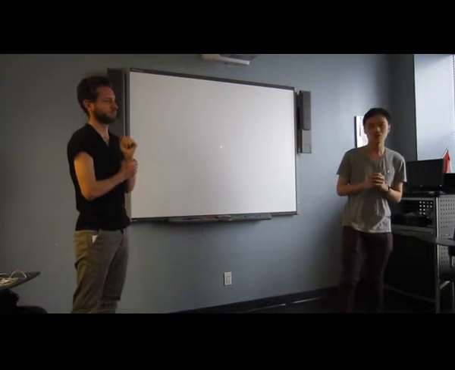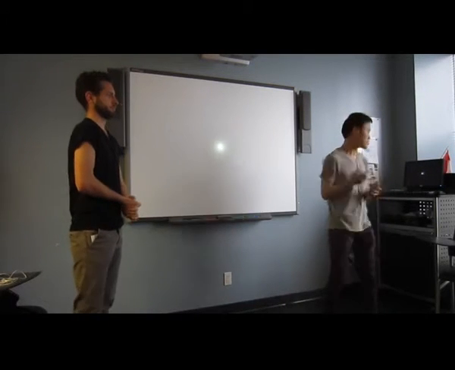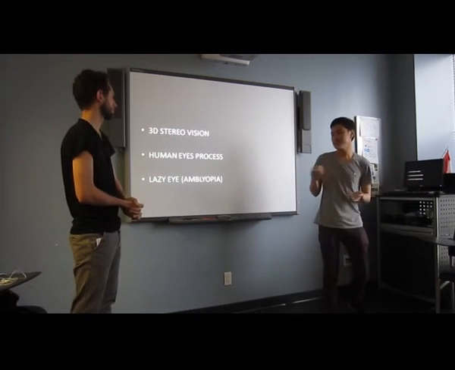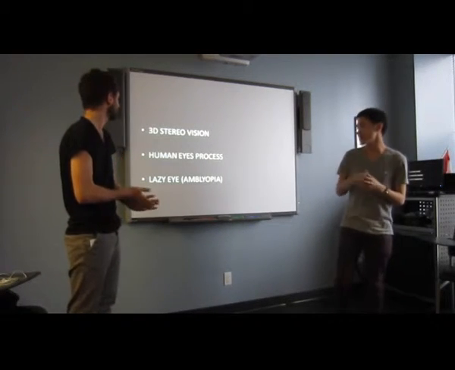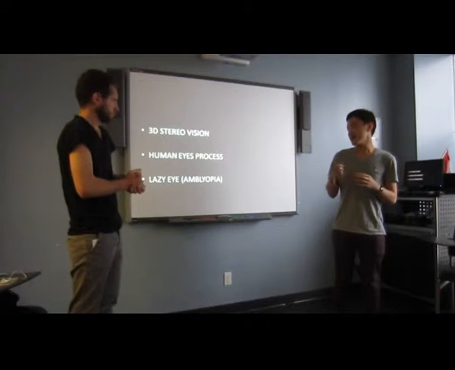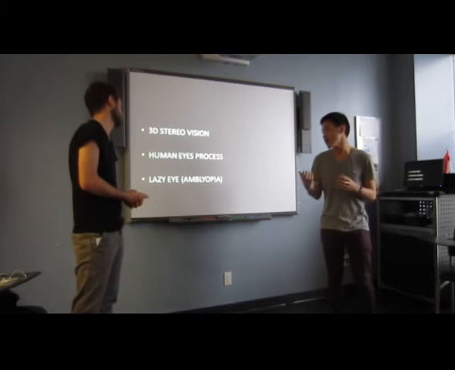First, we will talk about some kinds of animals that are different from us, because humans have 3D stereo vision. And second, human eye processing. And as you know, in human eye processing, there are some cases called lazy eye or amblyopia.